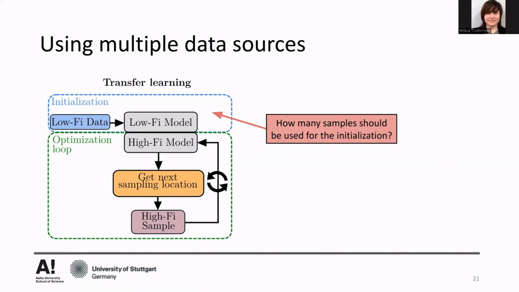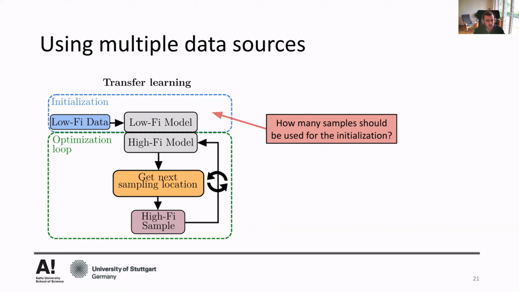So the first approach I'm going to introduce you to is the so-called transfer learning, which consists of two steps. The first step is that we initialize this ICM model by using data from our support fidelity source. And then we continue the Bayesian optimization normally by only sampling from the target fidelity level. The idea here is to speed up the exploration phase by beginning right away with a reasonable model fit for the potential energy surface by just using this support fidelity data.